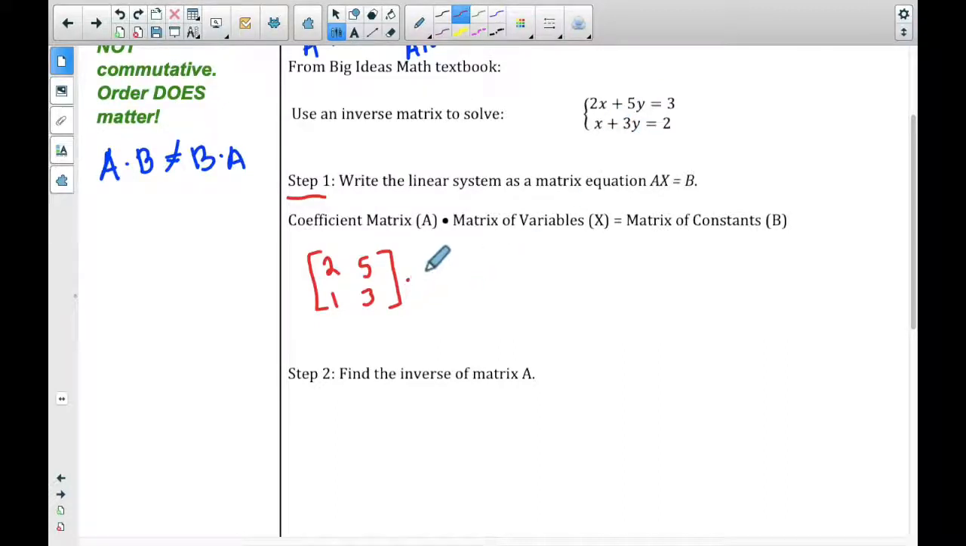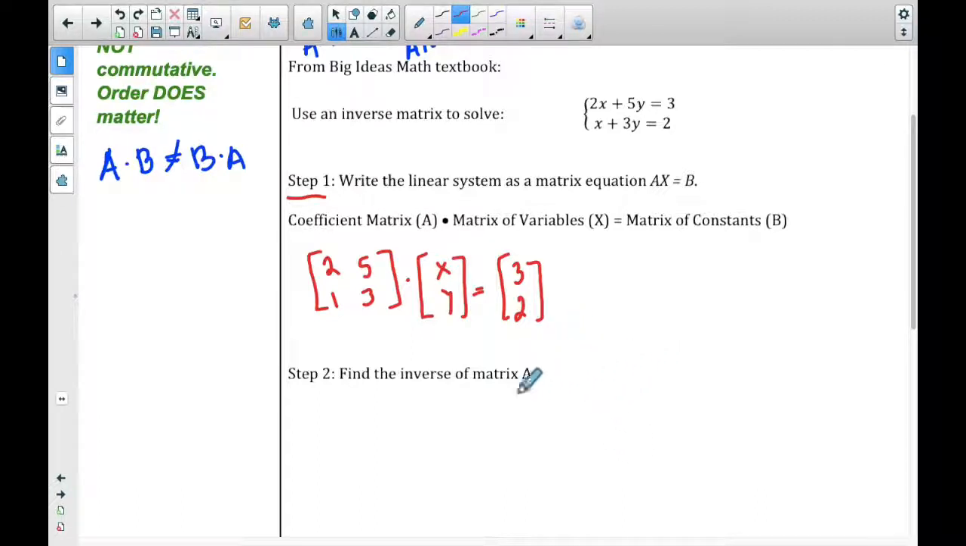And I'm going to multiply that by the matrix of variables, which I'm going to label X and Y, because those are the 2 variables I have. And that should equal the matrix of the constants, that is 3 on the top and 2 on the bottom. If I set up my system like this, then I can solve this system without doing elimination or whatever. I can just do it on my calculator.